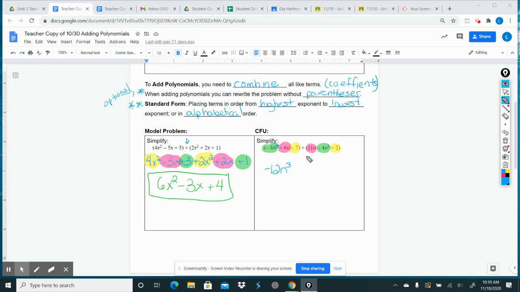And then I have my n's. I have no n squared. So now I have my n's. So I have 6 minus 4, which is positive 2n. And then negative 7 plus 2, which is negative 5. Final answer, standard form, and nothing else to combine.